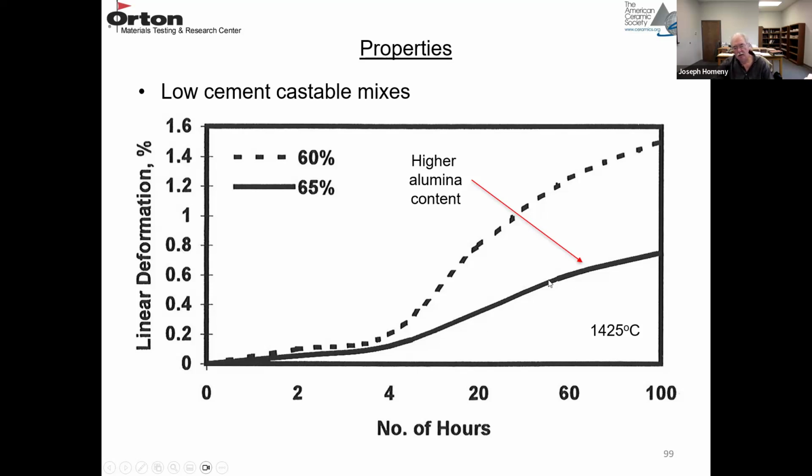So the solid curve is a 65% alumina. The dotted curve is a 60% alumina. So this is just showing the higher the alumina content in a low cement castable, the better the creep resistance. This has less deformation than this dashed curve.